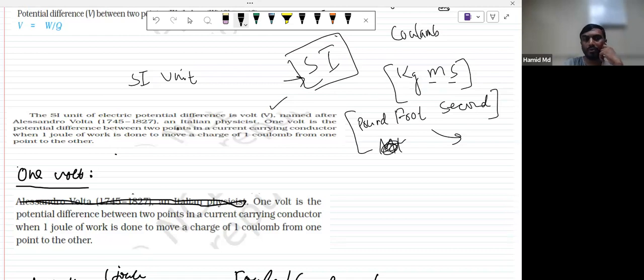One volt is the potential difference between two points in a current carrying conductor when one joule of work is done to move a charge of one coulomb from one point to another point. Is it clear? Any confusion?